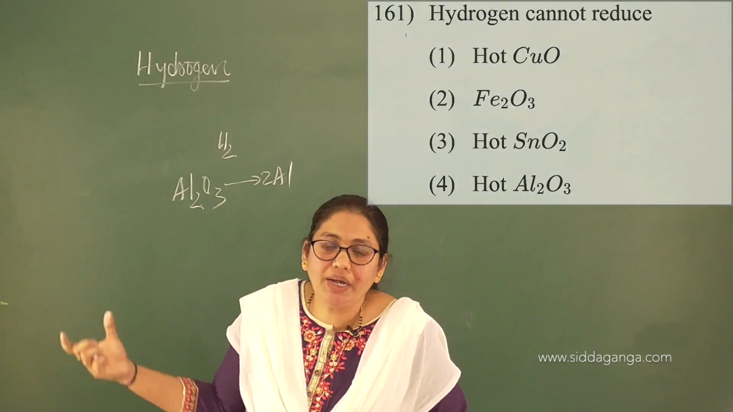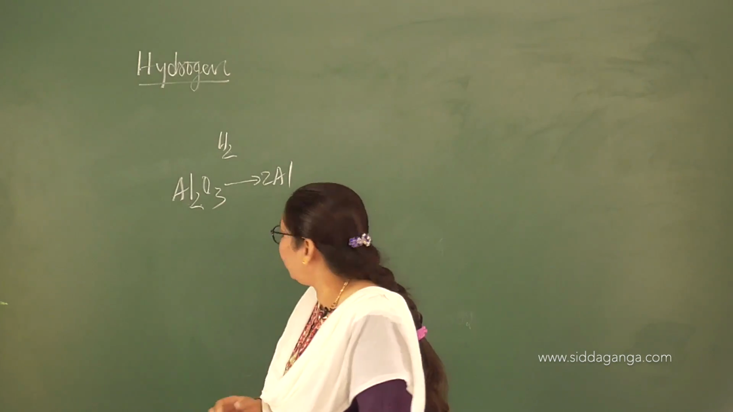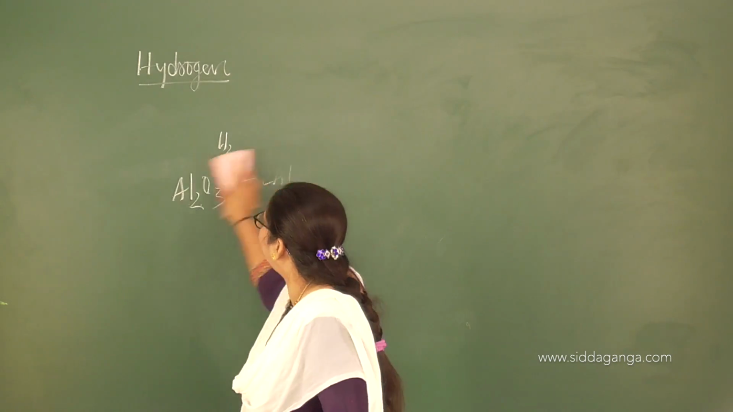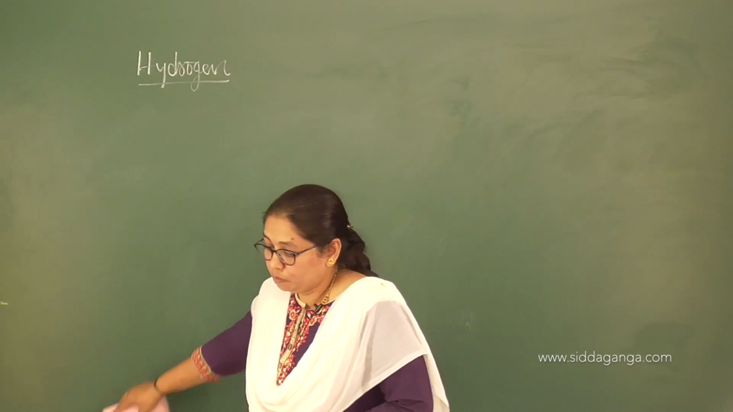Understood the reason why it cannot? Because aluminium has more affinity towards oxygen than hydrogen. Next one.